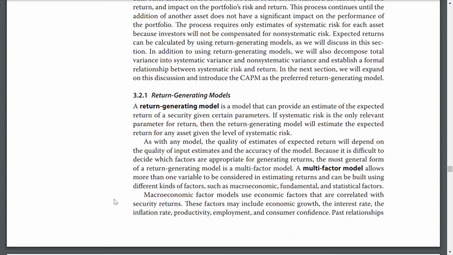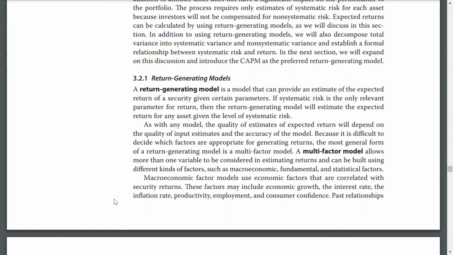A return-generating model is a model that can provide an estimate of the expected return of a security given certain parameters. If systematic risk is the only relevant parameter for return, then a return-generating model will estimate the expected returns for any asset given its level of systematic risk. As with any model, the quality of estimates of expected returns will depend on the quality of input estimates and the accuracy of the model, because it is difficult to decide which factors are appropriate for generating returns.